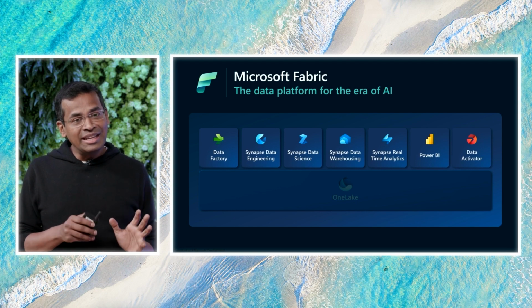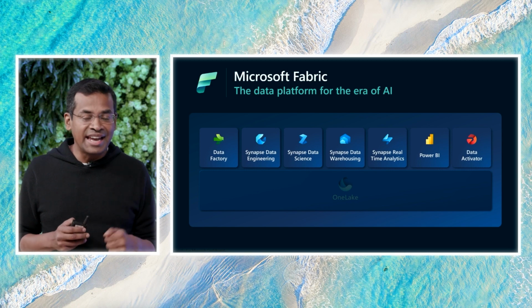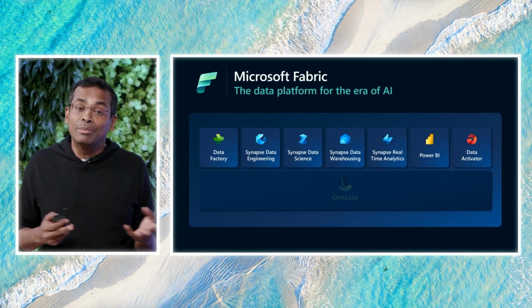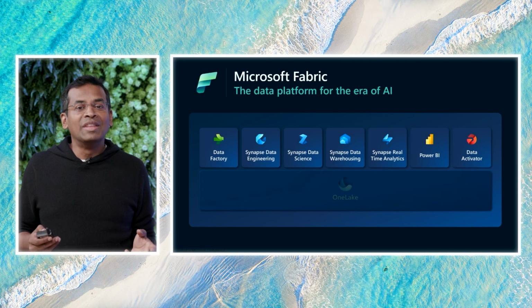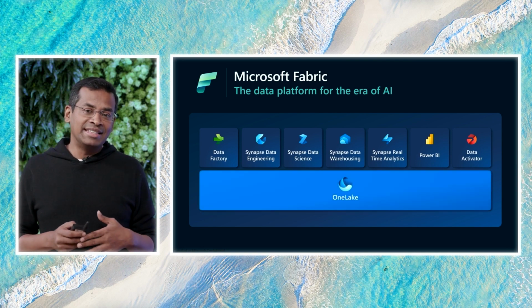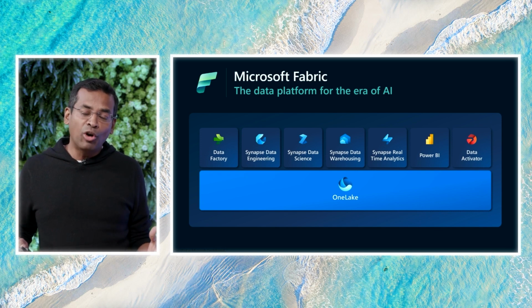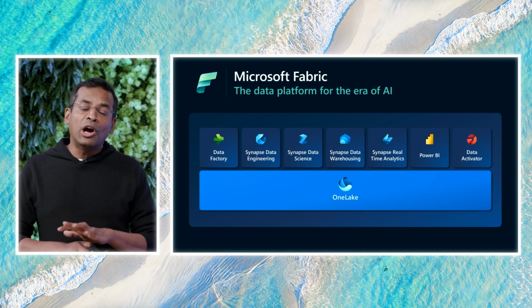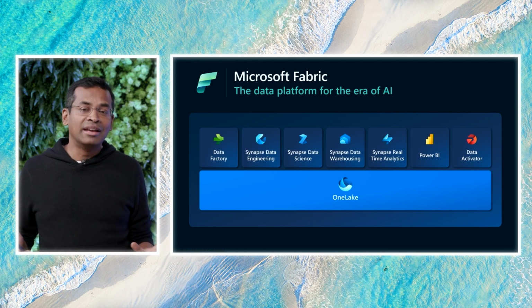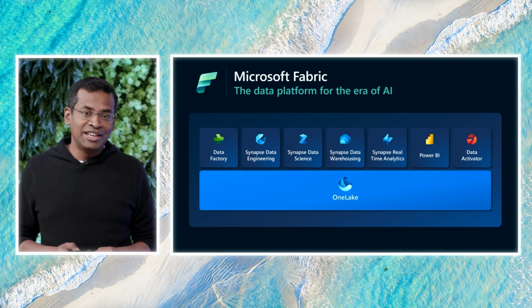All of these workloads, you can think about, are purpose-built for individual personas and specific tasks. Data scientist, data engineer, data warehousing professional, BI professional, but all of them work on top of the same data with OneLake. You can think about OneLake as OneDrive for your data. It's a single unified SaaS data lake for the entire organization. It not only provides storage out of the box for all of the workloads in Fabric, but also gives you the ability to virtualize data wherever it exists. So that's what we're going to talk about today, Microsoft Fabric, the data platform for the era of AI.